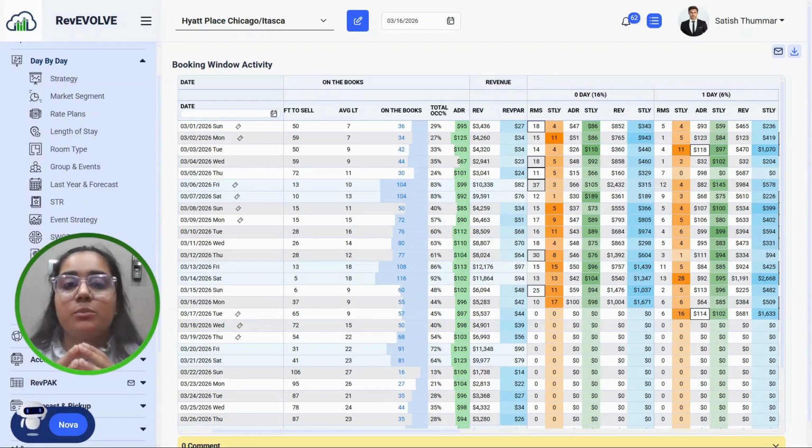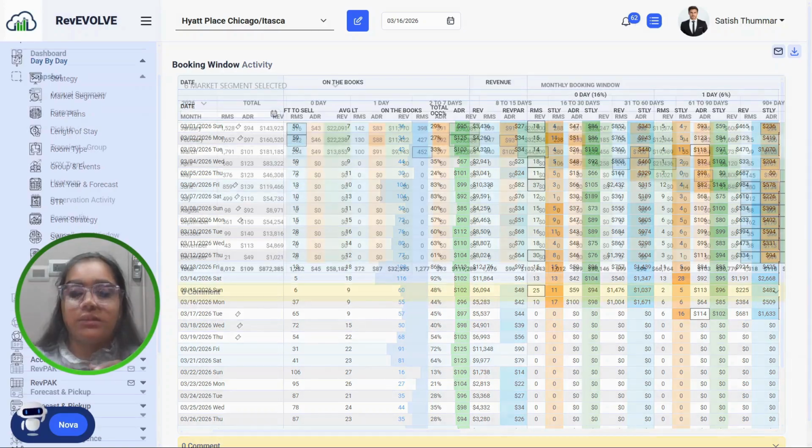Now, when we analyze both widgets together, several important insights start to appear. For example, we can identify weekends that rely heavily on last minute bookings. We can detect weekdays where forward demand is still limited. We can identify event dates that book much earlier than usual. And also, we can quickly see whether current booking pace is ahead of or behind last year's trend. These insights help revenue managers move beyond simple reporting and toward a much deeper understanding of demand behavior.